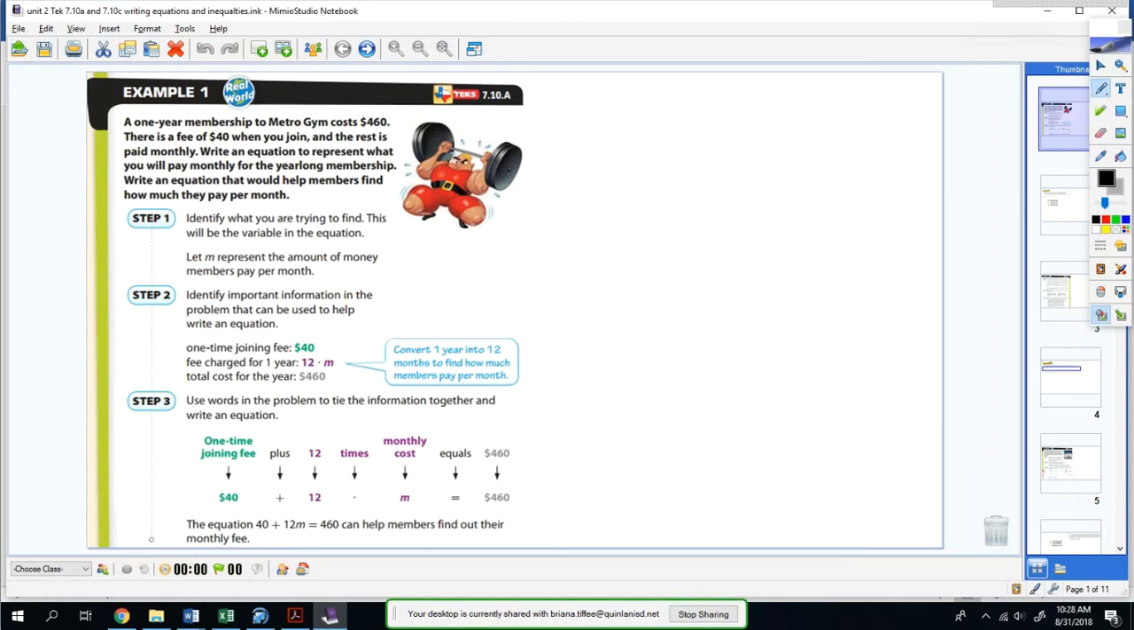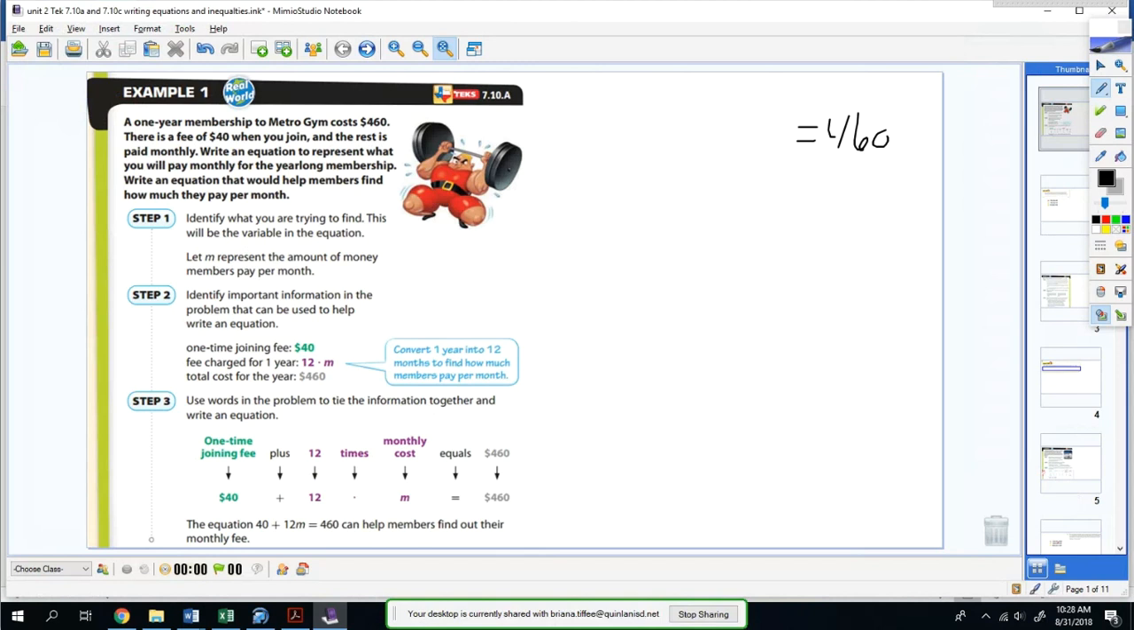So our first problem is: a 1 year membership to Metro Gym costs $460. There's a fee of $40 when you join. The rest is paid monthly. Write an equation to represent what you will pay monthly for the year-long membership. So you know what you paid is $460. That's your total. So that means that it equals $460.